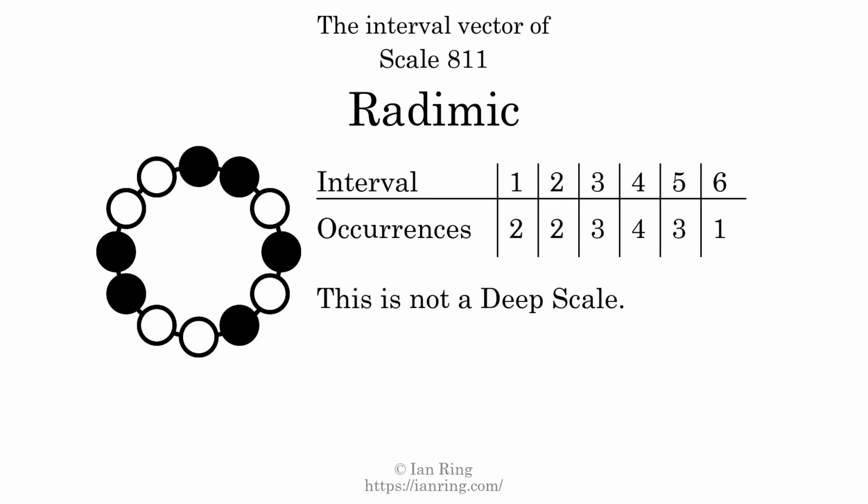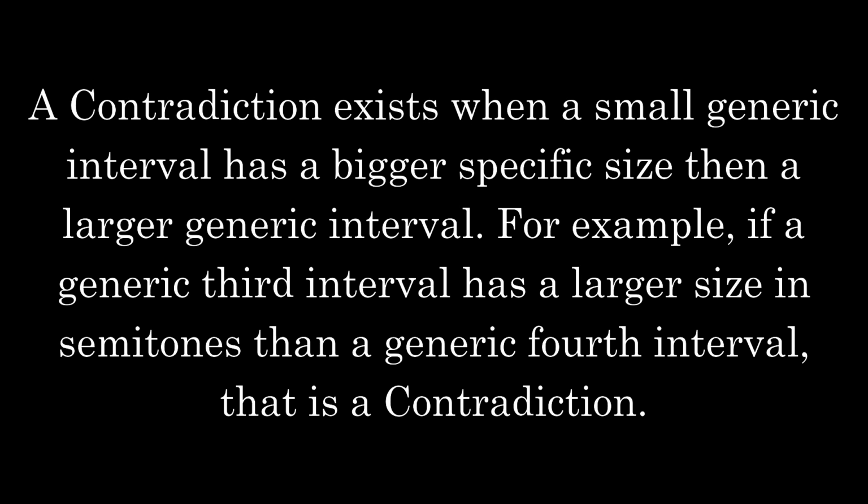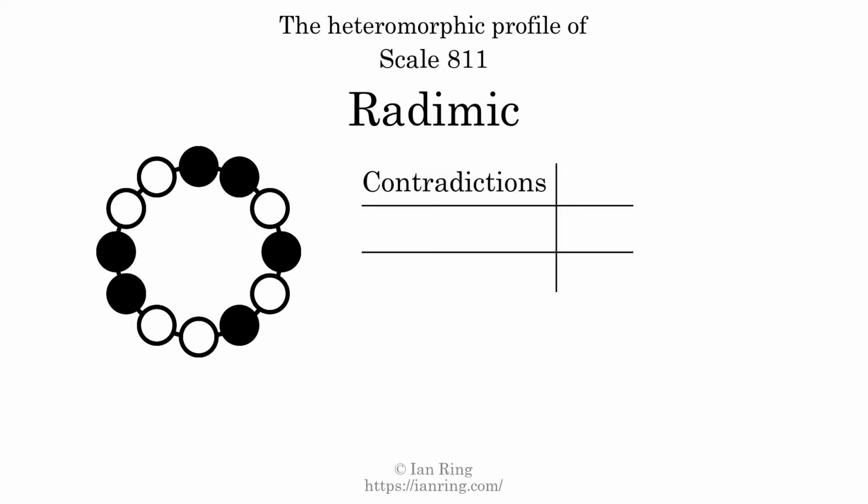Each interval does not appear in this scale a unique number of times, so this is not a deep scale. Heteromorphisms are comparisons between every interval in a set. They can be classified as contradictions, ambiguities, and differences. A contradiction exists when a small generic interval has a bigger specific size than a larger generic interval. For example, if a generic third interval has a larger size in semitones than a generic fourth interval, that is a contradiction. The number of contradictions in this scale is 0.